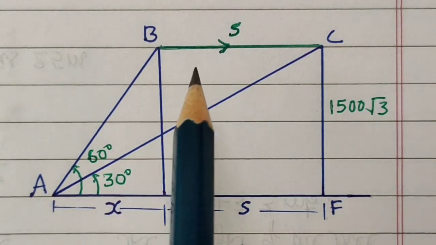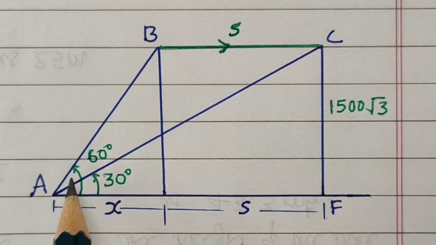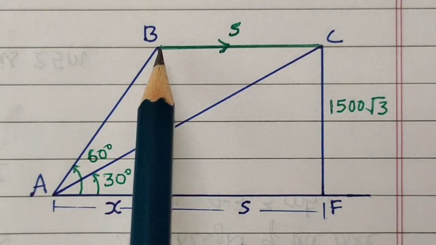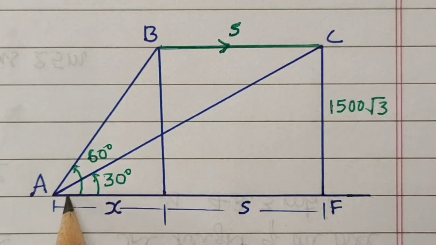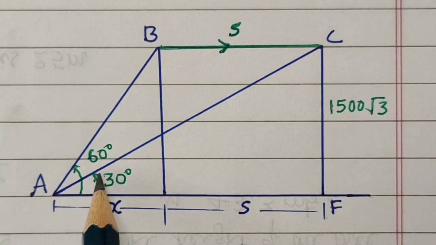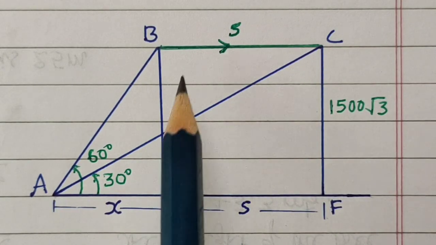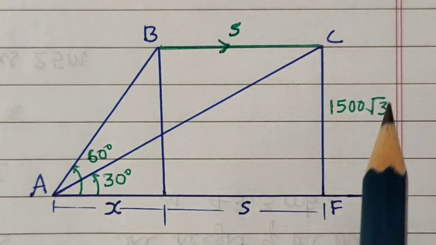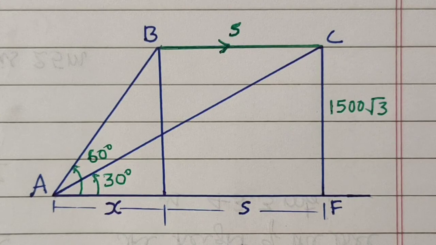The jet plane is moving from this point. At that time, the angle of elevation from the ground is 60 degrees. The jet plane moves for 15 seconds. Then the angle of elevation from this point is 30 degrees, and it is flying at a horizontal constant height. That height is 1500 into root 3 meters. We need to find out the speed.